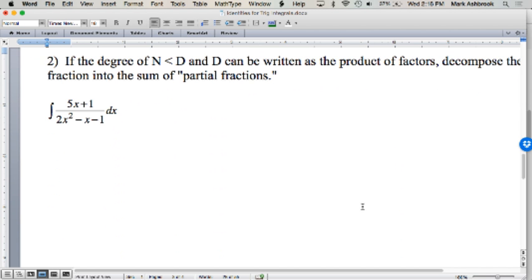You've got to have the degree of the numerator strictly less than the degree of the denominator, number one. And number two, the denominator has to be factorable. You have to get at least two factors out of the denominator. Otherwise, we can't do this thing called partial fractions.